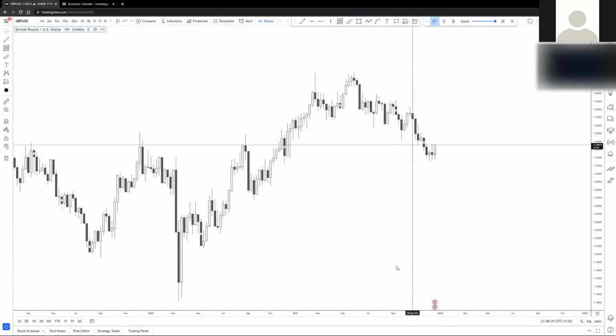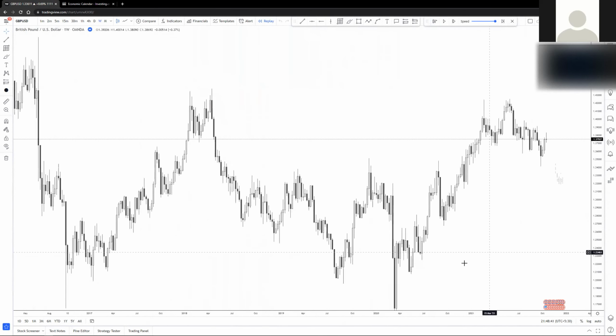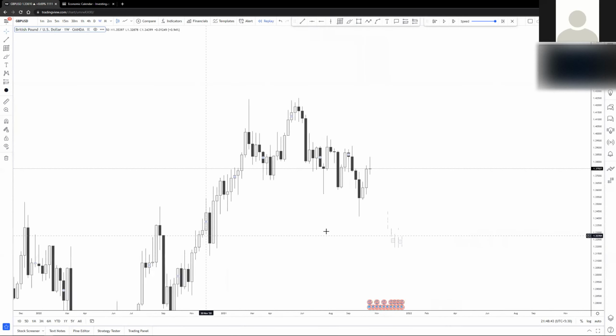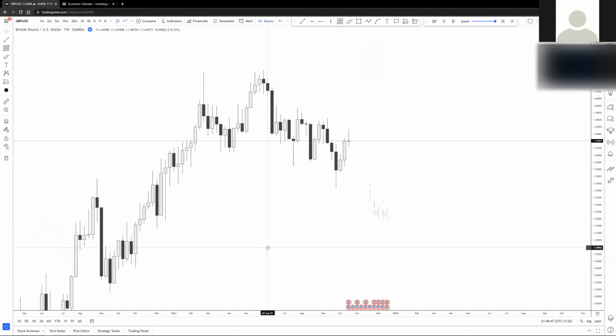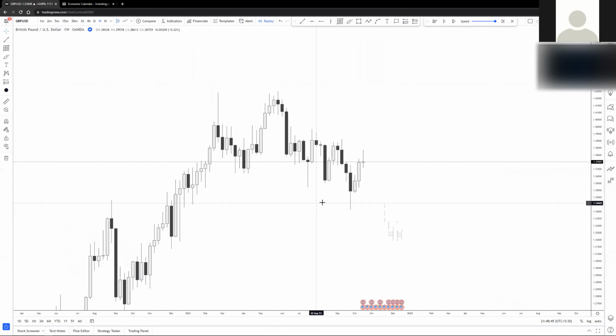Okay, let's say we were here. Now, on the weekly, what do I want to see? All I want to see is, what is the major breakout structure on the weekly?